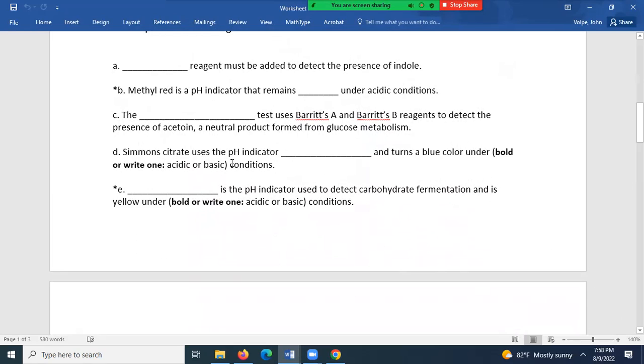Note that some of the questions, like D, have 2 parts. Simmons citrate uses a pH indicator, so name the pH indicator here, and it turns blue under either acidic or basic conditions. You've got to either bold one of them or write it off to the side here, acidic or basic. So some of them you have 2 answers for each question.